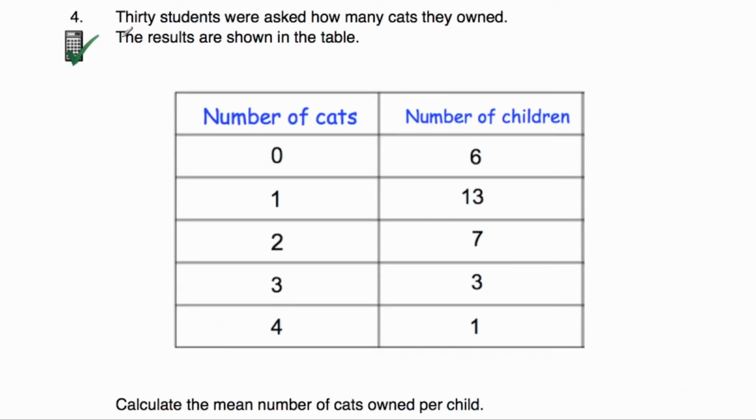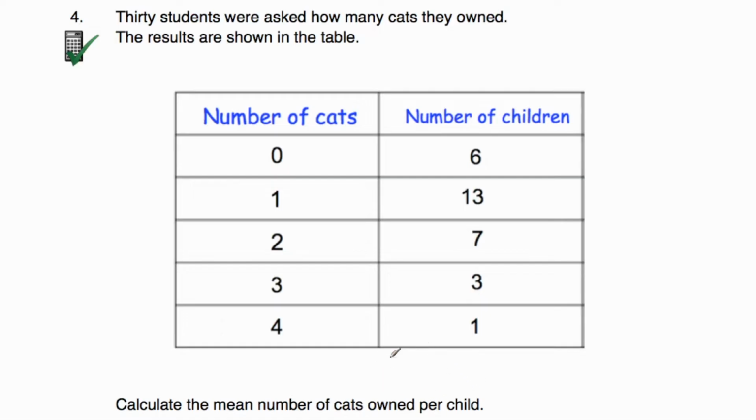Question number 4 says 30 students were asked how many cats they owned, and the results are shown in the table. So we've got number of cats and number of children. If we added up the number of children, that should be 30. 6 plus 13 is 19, plus 7 is 26, plus 3 is 29, plus 1 is 30. And the question says, calculate the mean number of cats owned per child.